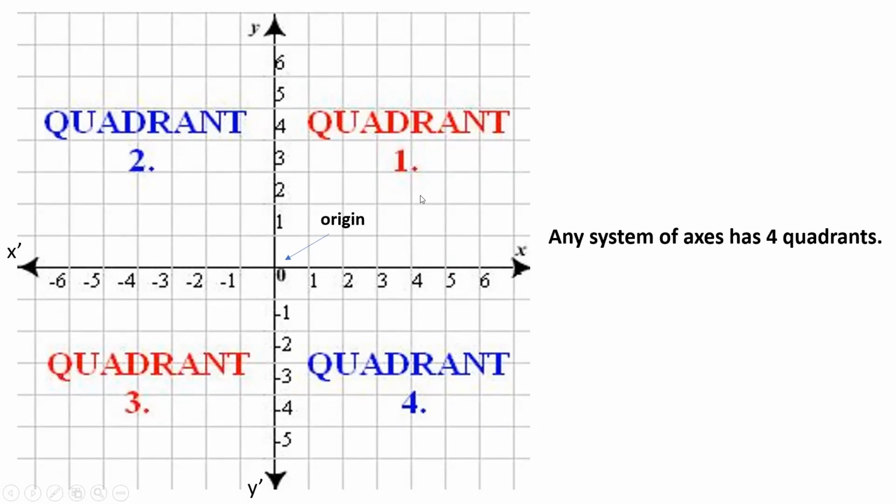Why? Because after we draw the axes, we should number the axes. So the origin is 0. To the right of 0, we have all the positive numbers on the x-axis. To the left, we have all the negative numbers. On the vertical y-axis, above the 0, we have all the positives, and below the 0, we have all the negative y numbers.